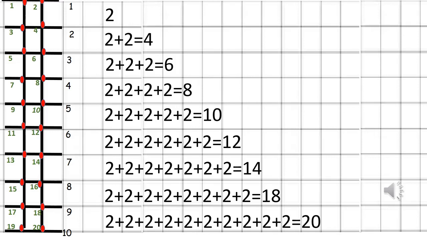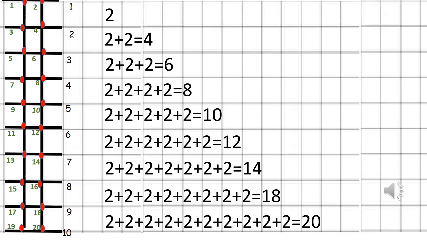Now in line number 3, we can see that the dot number there is 6. So when we reach line number 3, we are adding 2 3 times. One in the first line, second time in the second line, and third time in the third line. So it is 2 plus 2 plus 2 equal to 6.